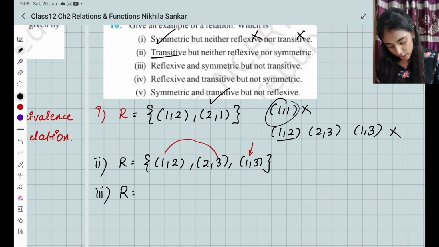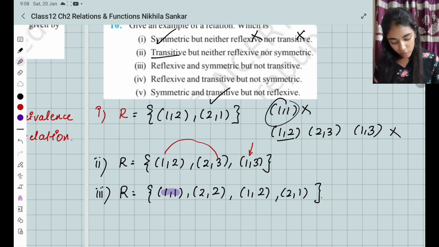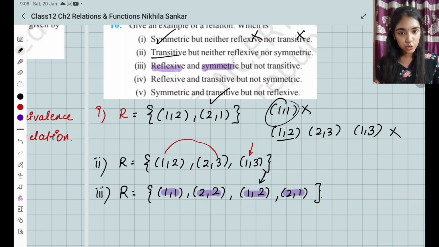இதுவும் ரொம்ப சிம்பிளா போட்டுடலாம். So you have R equals 1, 1, 2, 2, 1, 2, 2, 1. அவ்வளவுதான். Reflexiveனா என்ன அர்த்தம்? 1, 1, 2, 2. இது ரெண்டுமே இருக்கு. Symmetricனா என்ன? You have 1, 2, 2, 1. அவ்வளவுதான். So it is going to be reflexive and symmetric but not transitive. ஏன் transitive கிடையாது? இந்த இடத்துல 1, 2 இருக்கு. 2, 3 இருக்கா? இல்ல. So you can't prove anything.